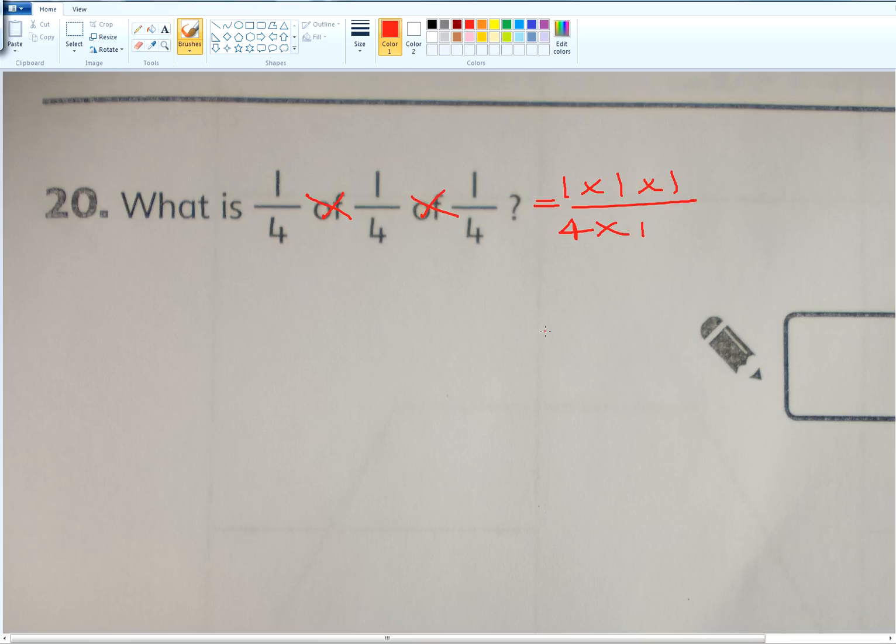1 times 1 times 1 is 1. I knew that was going to happen sometime. Okay, folks, that wasn't my mistake. That was just one of my students feeling really clever. They said 1 times 1 times 1 was 3, and it's actually 1. Now, 4 times 4 times 4 will give us on the bottom 64. So the answer in this box is 1 over 64. Beautiful.